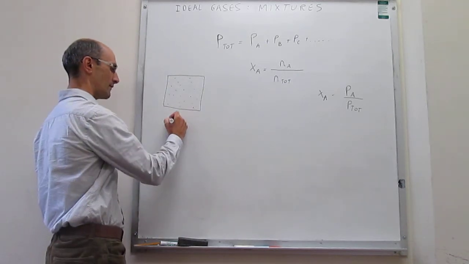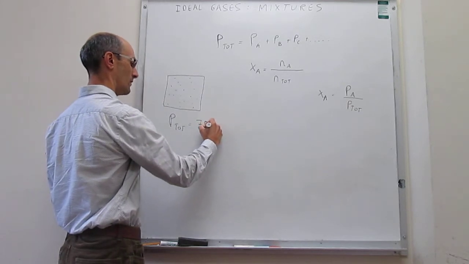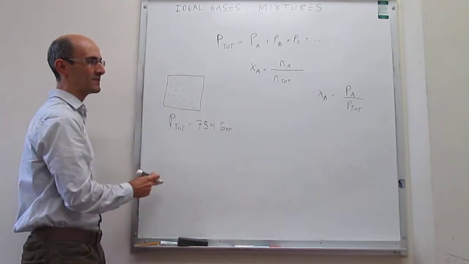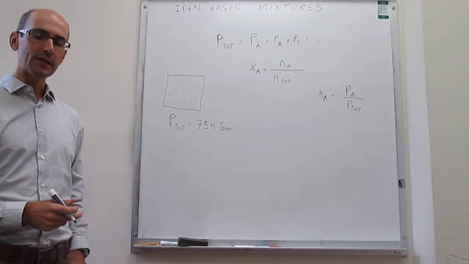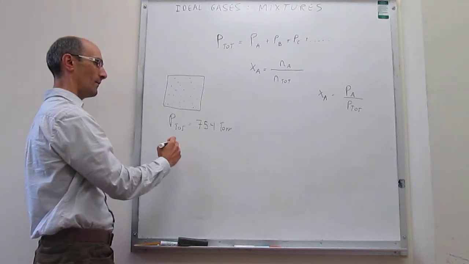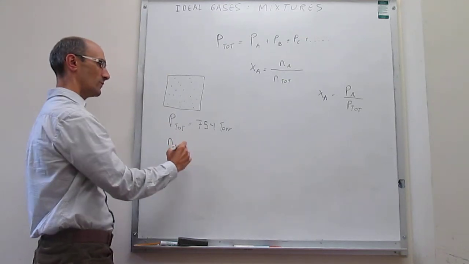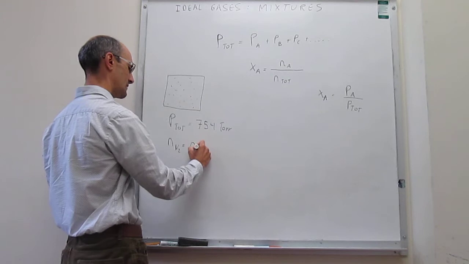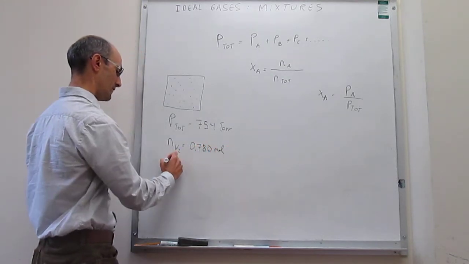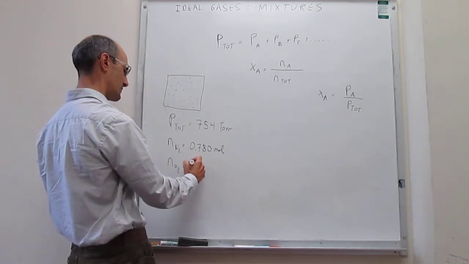Now, the total pressure that we have in our model is going to be equal to 754 torr, which is very close to atmospheric pressure. One atmosphere would be 760 torr. And that mixture of gases, we're going to do it with the following moles of oxygen and nitrogen. So for nitrogen, we're actually going to have 0.780 mole. And then for oxygen, we're going to have 0.210 mole.